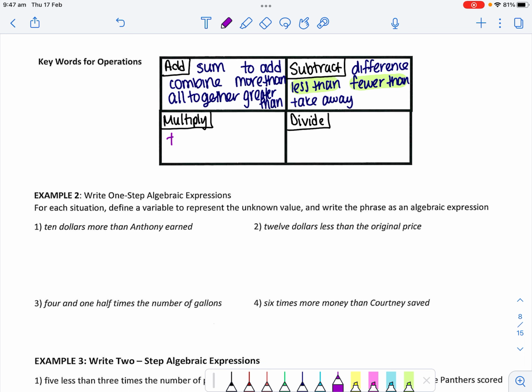To multiply, we're going to say times. We're going to find the product. I'm going to put the word per in here, even though per usually means division, because we'll talk about how we can use per through multiplication. Of means to multiply, and then I'm going to say multiplied by. To divide, I'm going to find the quotient. I'm going to put per into division as well, because we talk about miles per gallon, things like that. Those are going to be division.